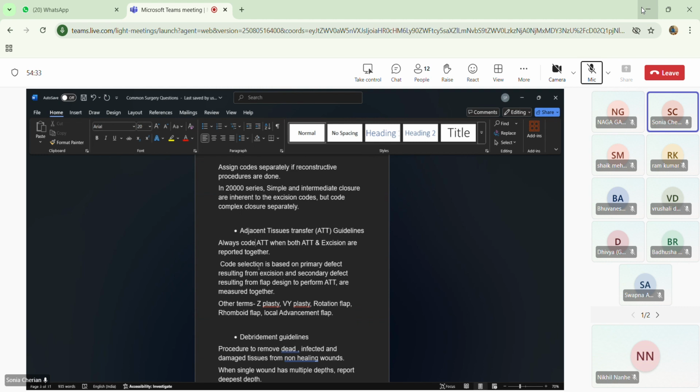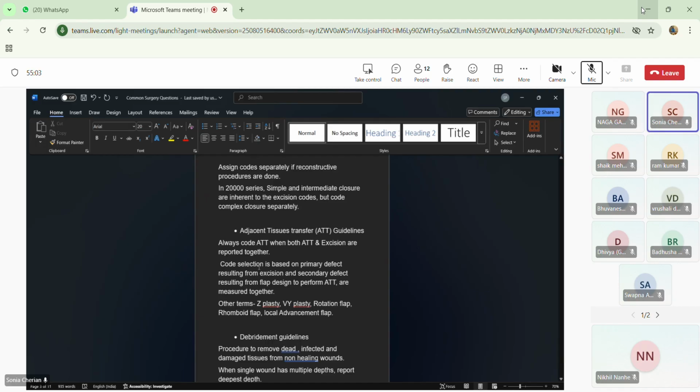The other terms which they use to denote ATT are Z plus T, VY plus T, rotational flap, and rhomboid flap. So all these are other terms which you can see in the chart. They won't directly say ATT. They will use it as local advancement flap. They will use it as rhomboid flap. So these are the terms they will use.